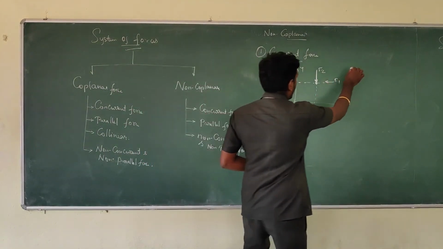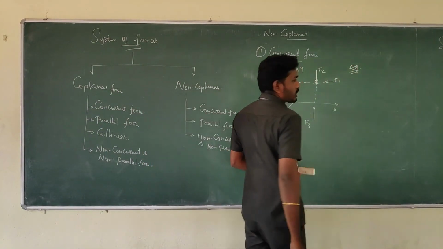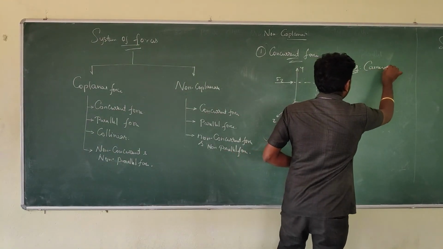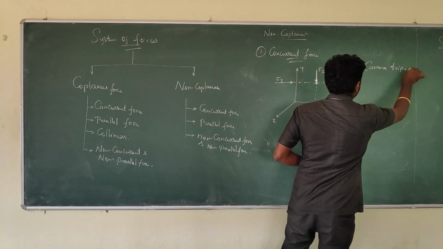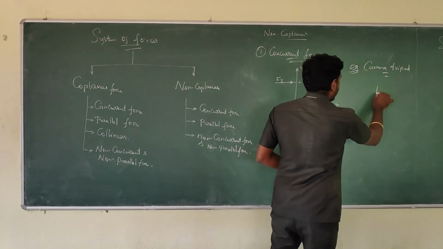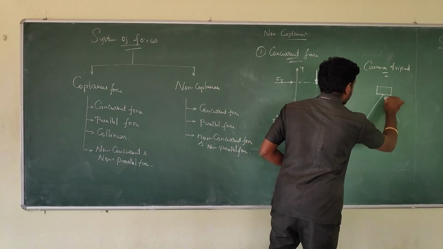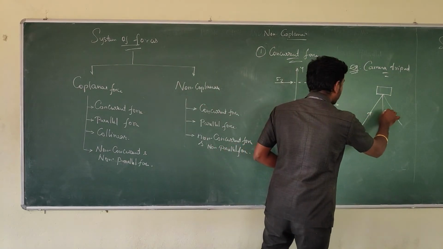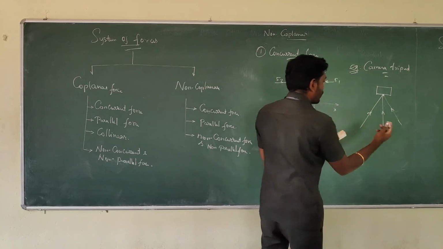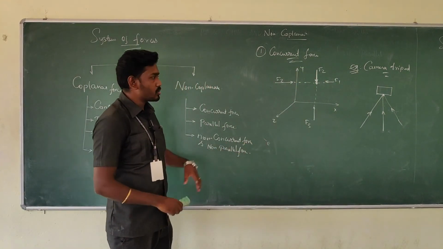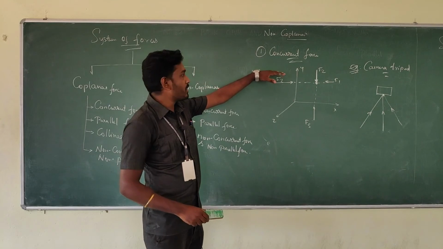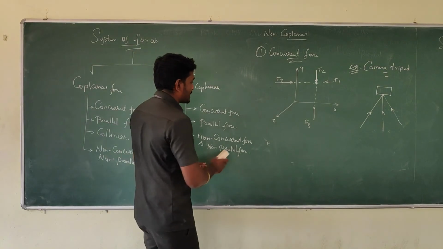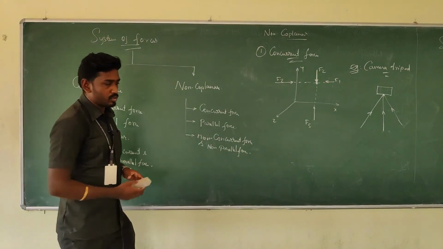For this concurrent force example, I can say a camera tripod. So this will be something like this. You are familiar with the tripod. Each force will be directed to a particular point from three dimensions. So the camera tripod is the best example for the concurrent, non-coplanar force system. The second one, non-coplanar parallel force.